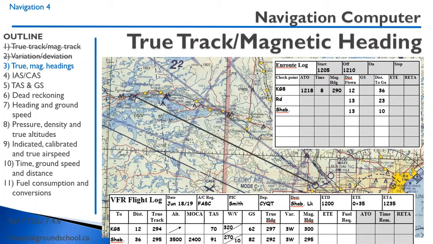We can do the same thing on our trip earlier. We add, for the true heading of 297 above here, 3 degrees west, and then we end up with a magnetic heading of 300.